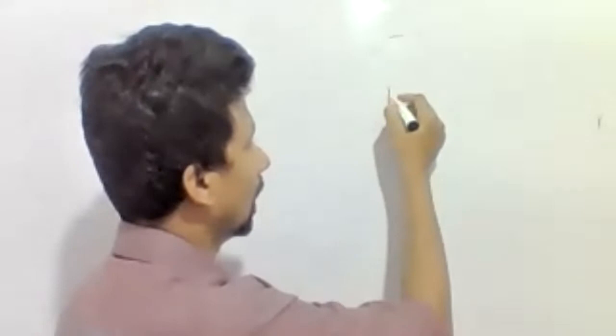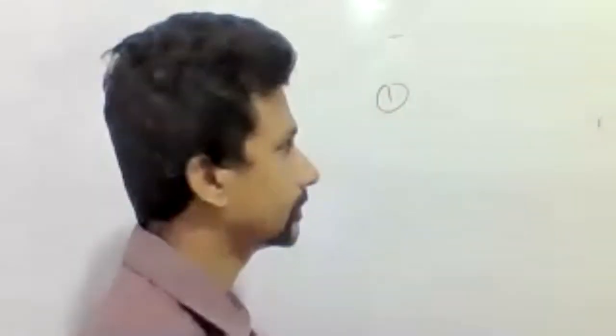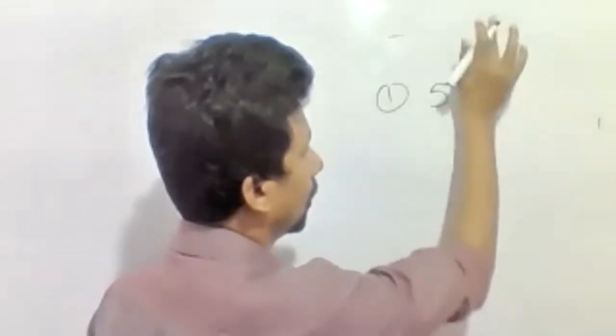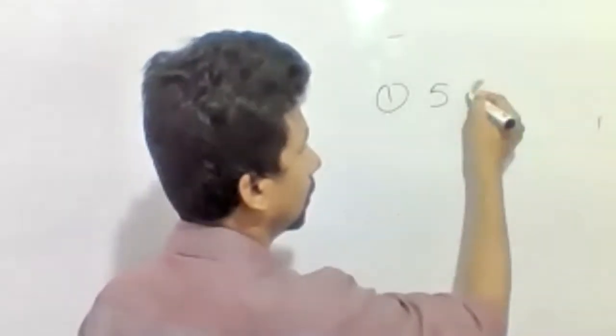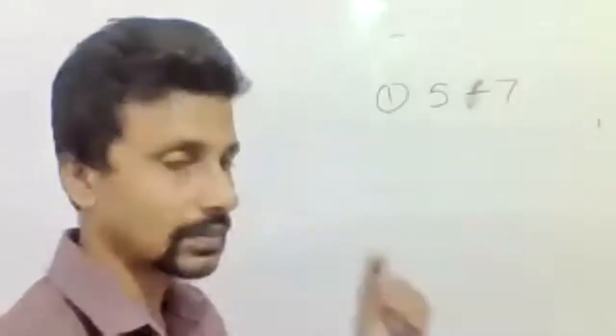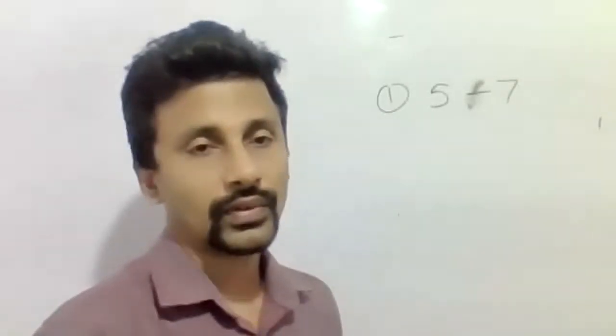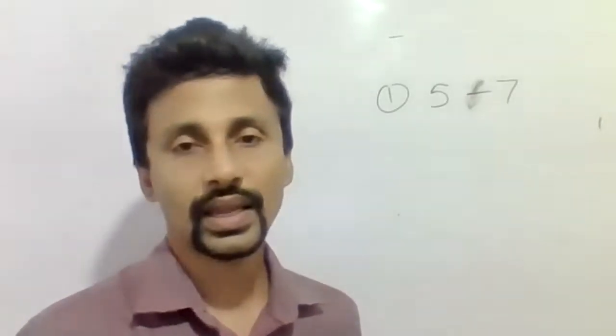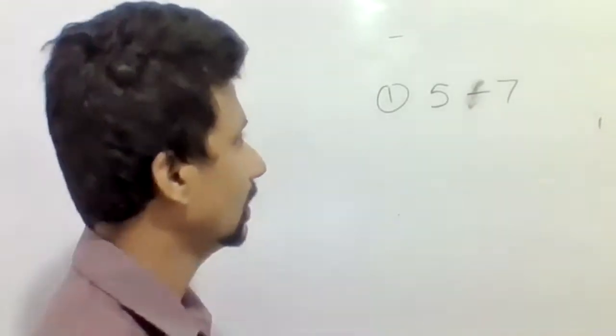I'll take one example here. I want to find out 5 minus 7. This is subtraction. In 2's complement, we are doing addition. I'll show you how to do that.